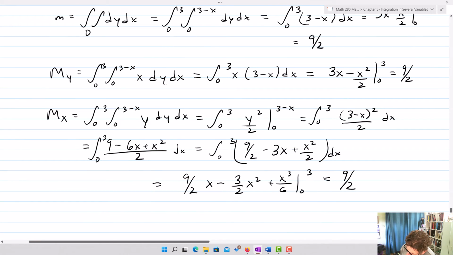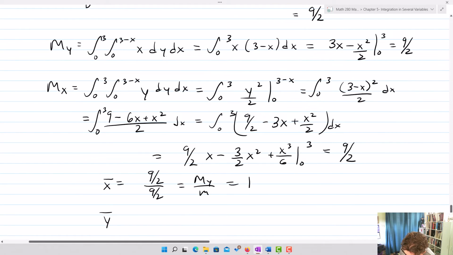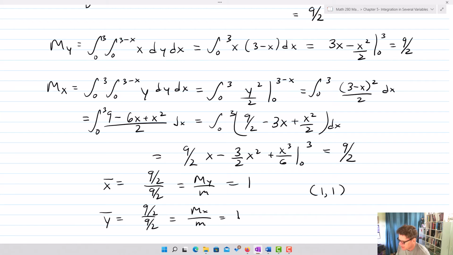So x bar is going to equal 9/2 over 9/2, because it's My over m. So that equals 1. And y bar is going to equal 9/2 over 9/2, because it equals Mx over m, and that equals 1. So the centroid in this case is 1, 1. The center of mass for this constant density region is going to be 1, 1. And that makes sense. Okay, so there's your centroid.